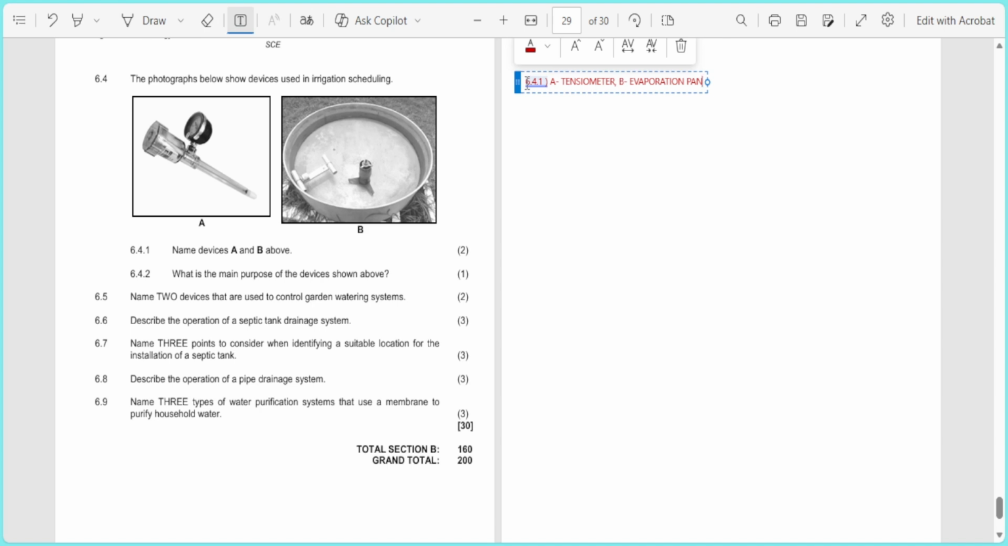Okay, it's not like they asked us to explain them. I'm just trying to provide some context to the question. So let's go to 6.4.2. What is the main purpose of the devices shown above?